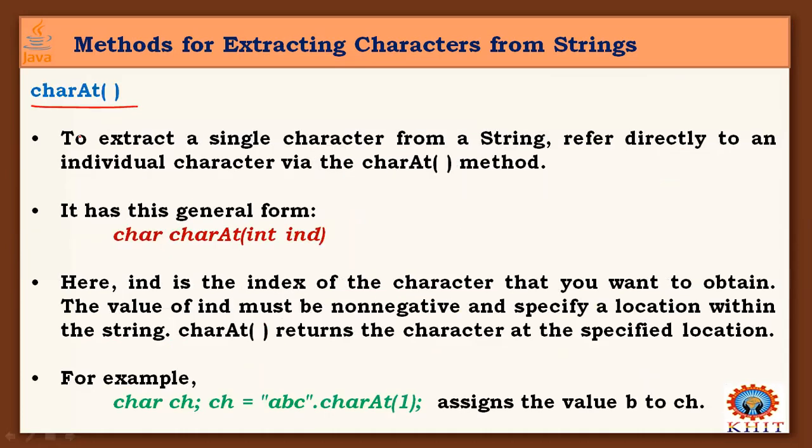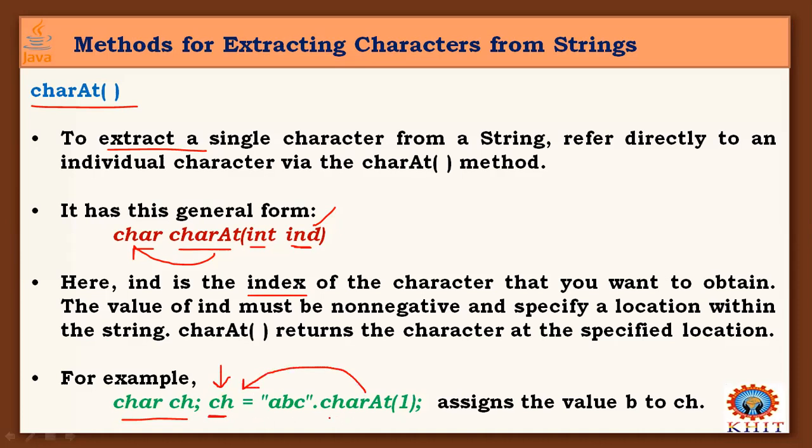The first one is the charAt function. It is used to extract a single character from a string object by specifying the index of the character. Here charAt is a character type method. Why? Because it returns individual characters based on the index given. That index is also an integer type. For example, character ch is a character variable. We need a character variable because this method returns a character, right?